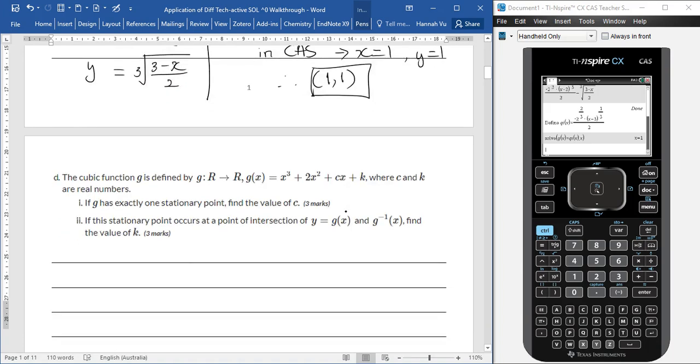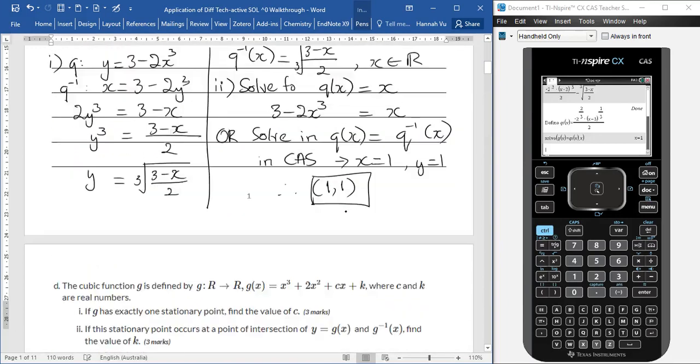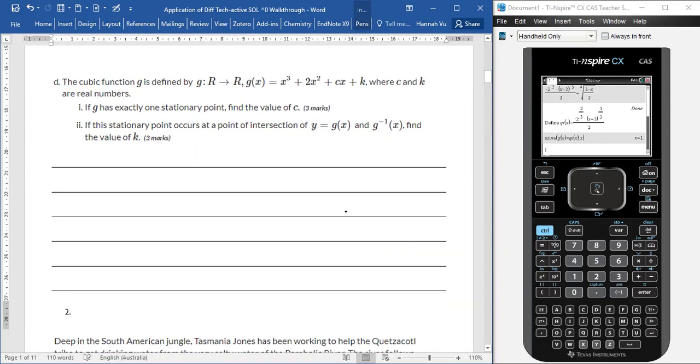Yep. Okay. The cubic function g. So this is all about cubic functions, different things that have to do with cubic functions. The cubic function g is defined by g: R to R, so domain R, codomain is R, and g of x is x cubed plus 2x squared plus cx plus k, where c and k are real numbers. If g has exactly one stationary point, now once again, this is a roundabout way, but they are giving you the number of solutions for an equation.